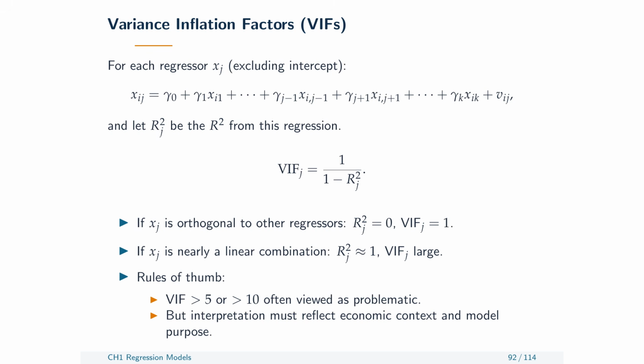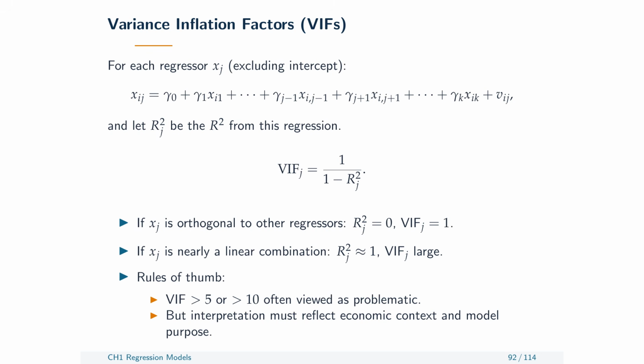Pairwise inspection is therefore a beginning, not a complete diagnosis. The variance inflation factor examines each regressor against all the others. Regress xj on the remaining regressors and record r squared from that auxiliary regression. The variance inflation factor equals 1 divided by the quantity 1 minus that r squared. A value of 1 means no linear predictability from the other regressors. Large variance inflation factors signal that an individual coefficient is being estimated from little independent variation.